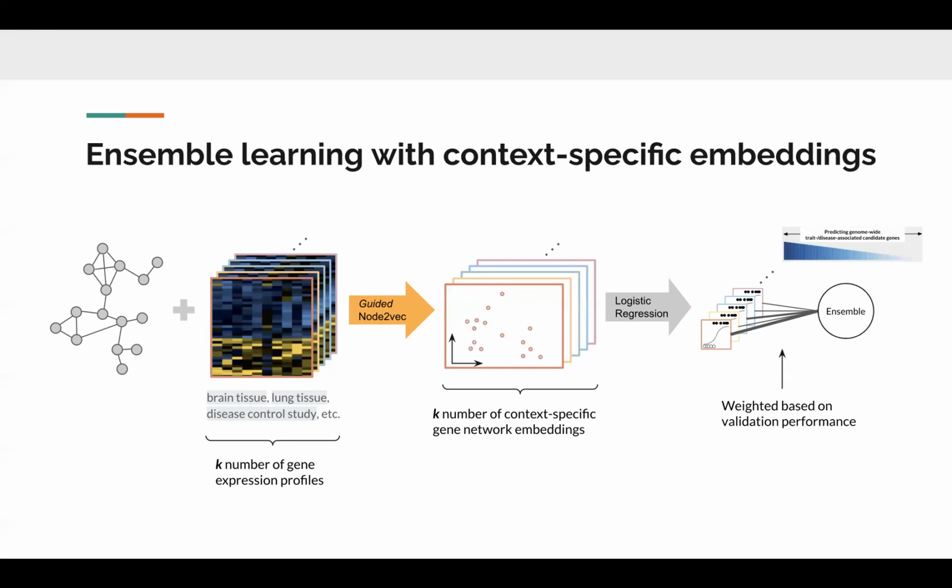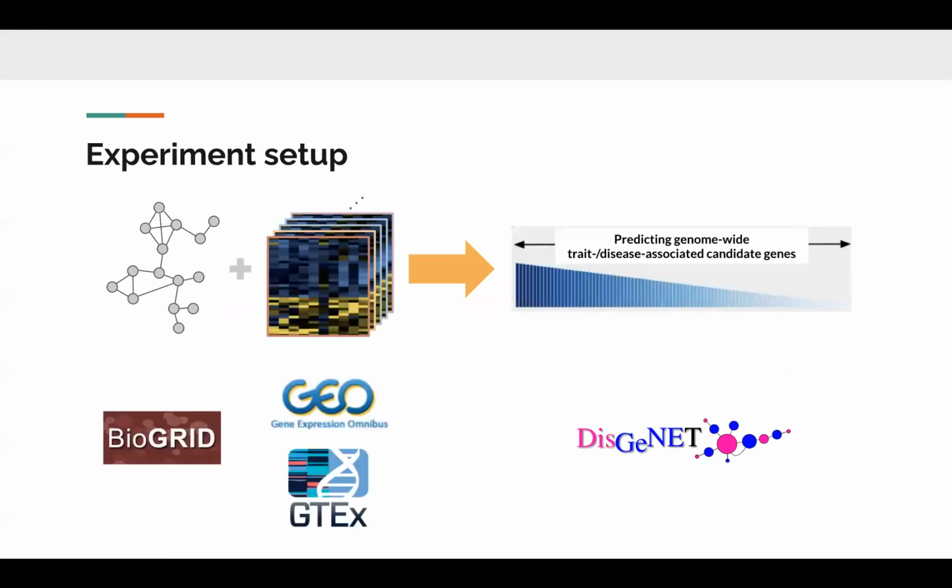We hope that if a context is appropriate for a particular disease, using its corresponding embeddings would result in better prediction performance, and hence would be upweighted in the final ensemble model. In this way, we not only learn a model that is able to uncover disease genes, but also provide insights into contexts that are relevant to the disease.